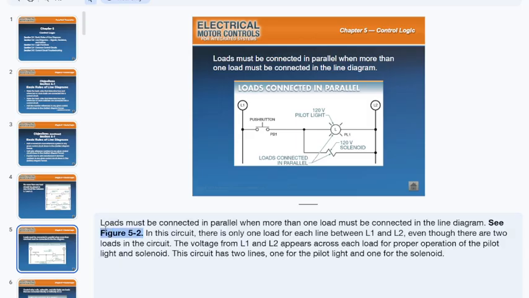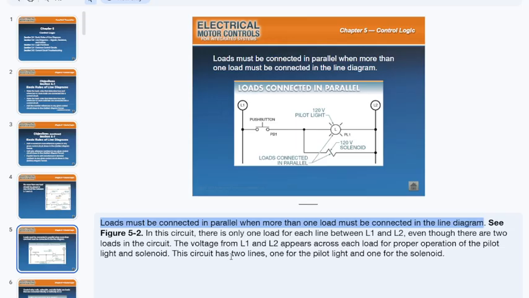As always, holding for a second to make sure everybody can find it. I don't know where these might be, the next page over. They might both be on the same page, or I don't know how the book is structuring it. This is what they're telling us. Loads must be connected in parallel when more than 1 load must be connected in a line diagram. I'm going to finish this paragraph, and then, like I said, I'm going to restructure this note.